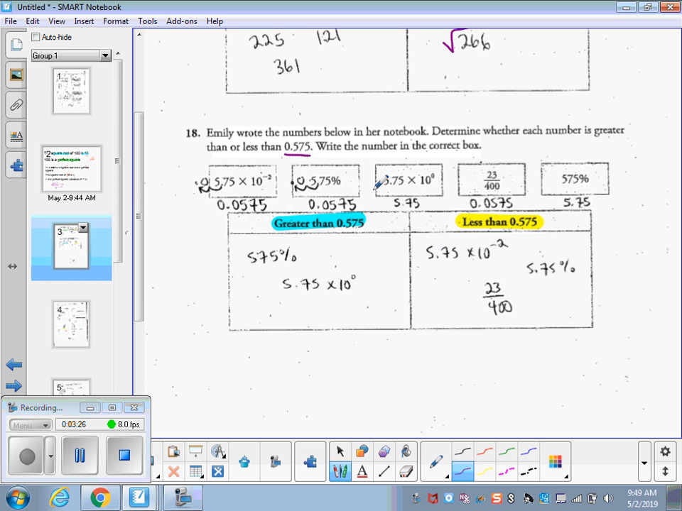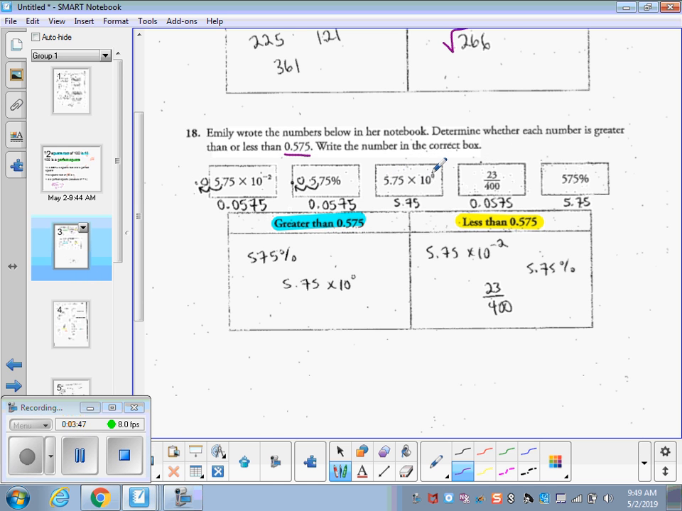All right, now for the next one, we're just taking a percent and making it a decimal. So if I take this decimal and move it back twice, I actually get the same decimal as the first one, which is why you see this also over here for less than. Now the third one, anything to the 0 power is just 1, so we're actually multiplying 5.75 times 1.